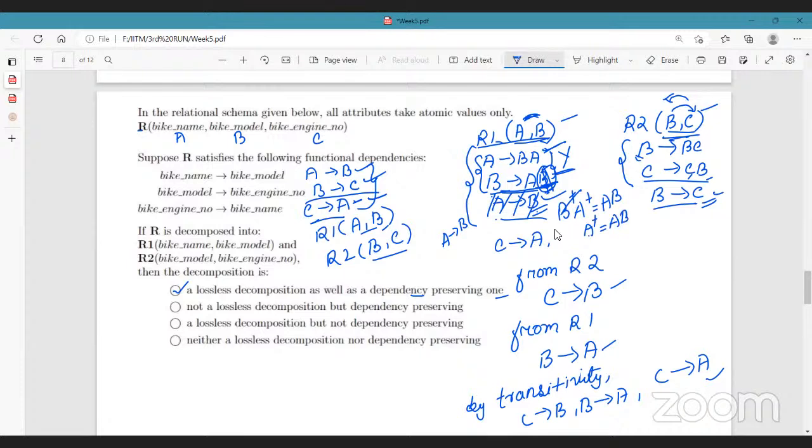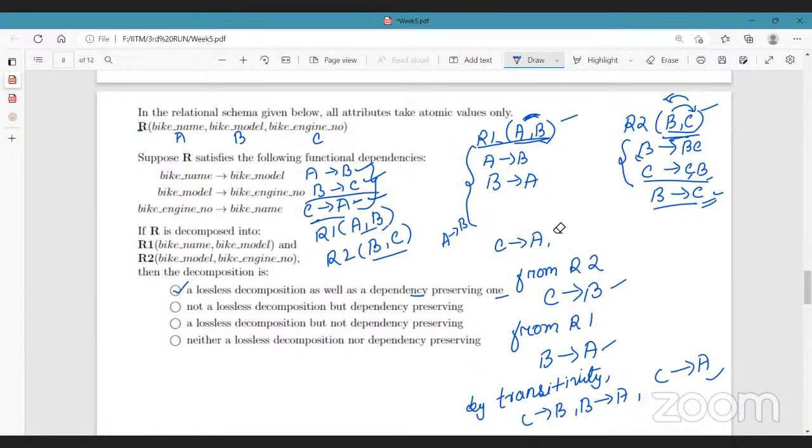Will it not be sufficient to take the individual closures? Closure of A, closure of B. Yeah, you can take the individual only. That will be sufficient to decide, right? So you can simply take A determines B and B determines A, since here we have only two attributes in each relation. Okay, thank you.